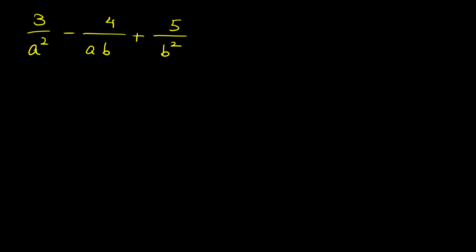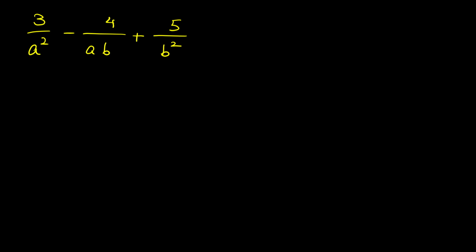Now look at this example. 3 over a to the 2 minus 4 over ab plus 5 over b to the 2. As you can see here, we have two variables, a and b. The process is the same. First, we have to find the least common denominator. And of course, before that, we have to check if it's possible to factor the denominators. But we already have simplified denominators. So we have to try to find the common denominator, or basically the least common denominator.